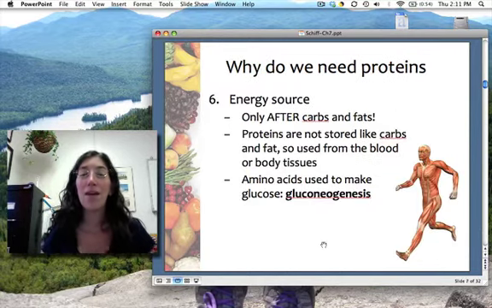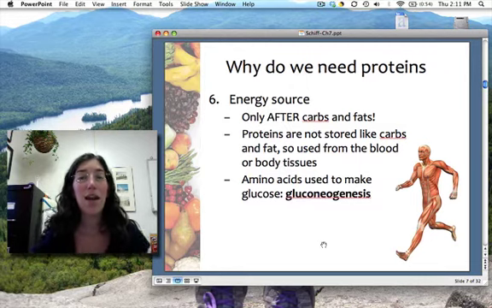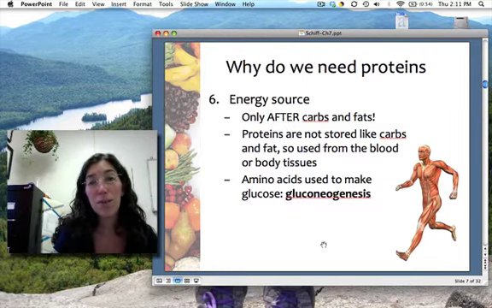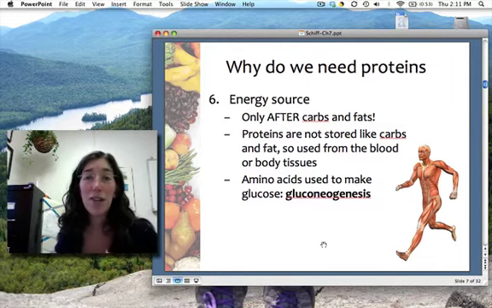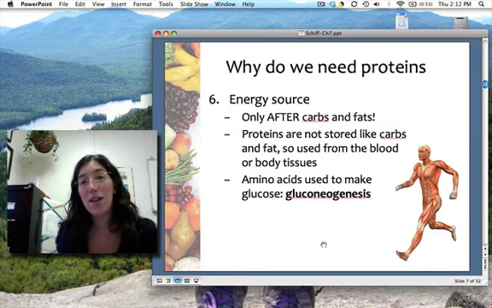Okay? And then here it is, the last role, number 6. The last thing we use proteins for is for energy. And it really is sort of the last resort for energy. We really go to carbohydrates and fats first when we need energy. And if we run out of those two things, then we start breaking down proteins.